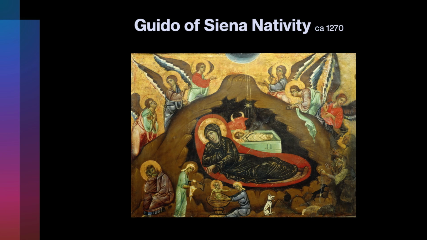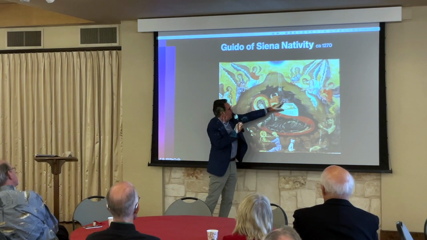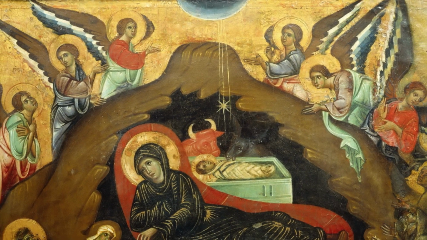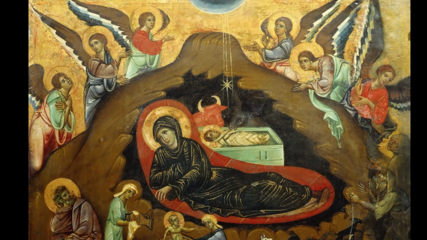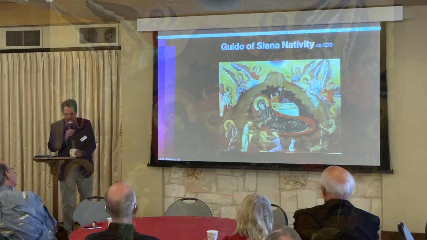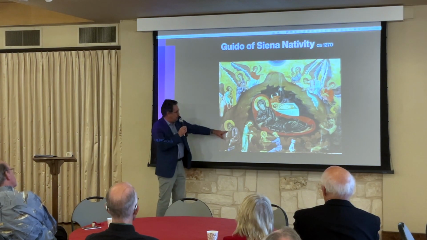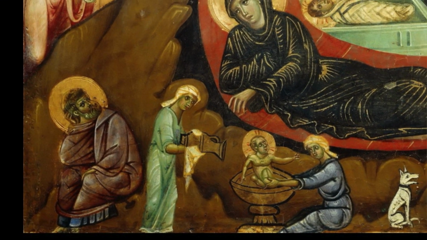This is another icon from Siena. This is a little later, about 100 years later. The ox and the donkey are always in all of these, which, again, is not in the story per se that we have in the Bible, but is very important in the telling of the story. You'll always see them. Here we have Joseph again in the lower left-hand corner. He's almost always in a lower corner. The angels above.